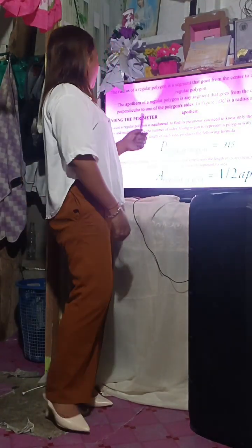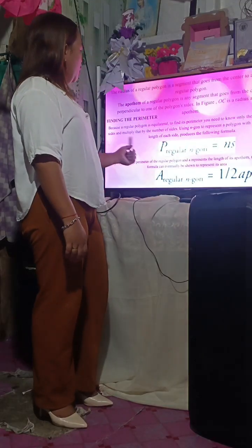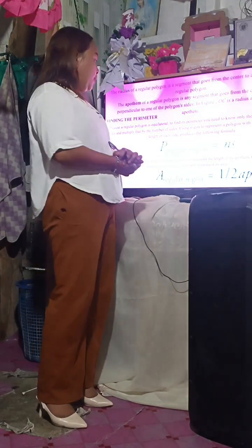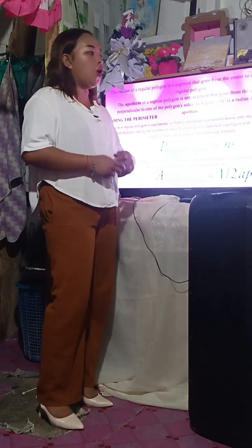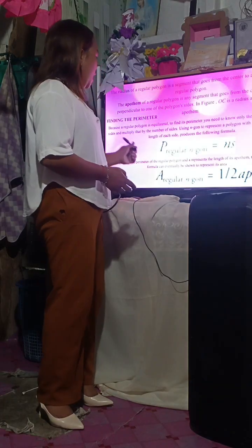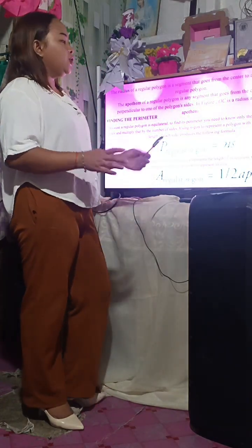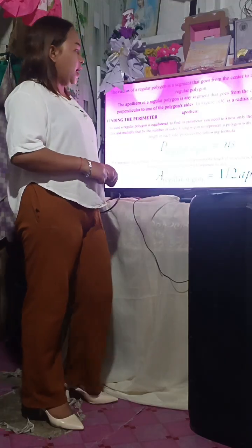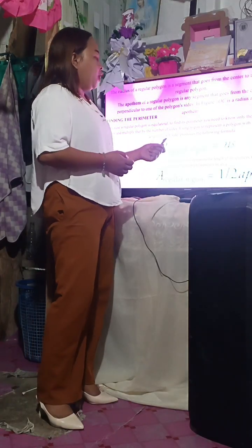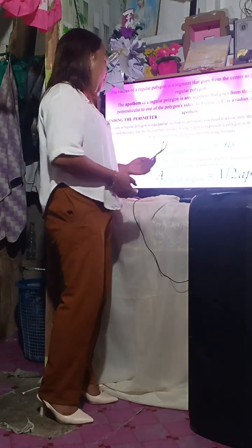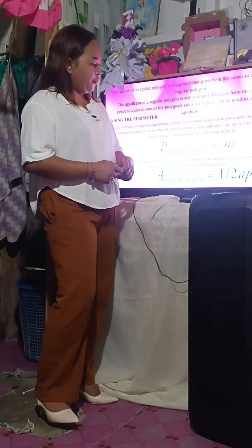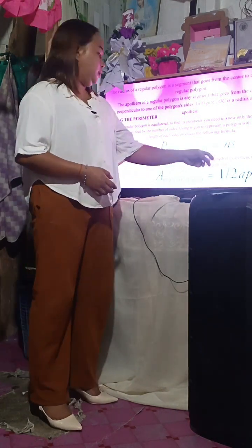In finding the perimeter, because a regular polygon is equilateral, you only need to know the length of one of its sides and multiply that by the number of sides. Using n-gon to represent a polygon with n sides and s as the length of each side produces the following formula. The perimeter of a regular n-gon is equal to ns.